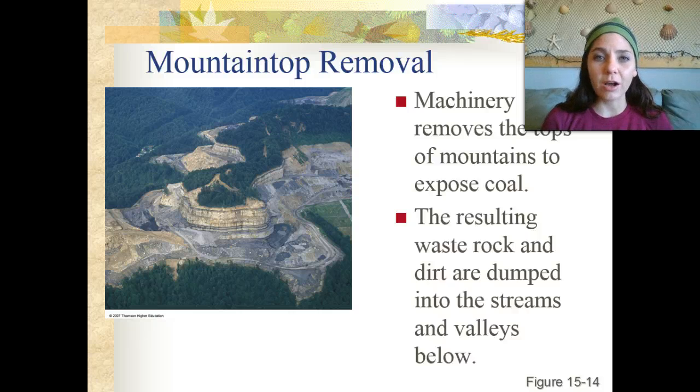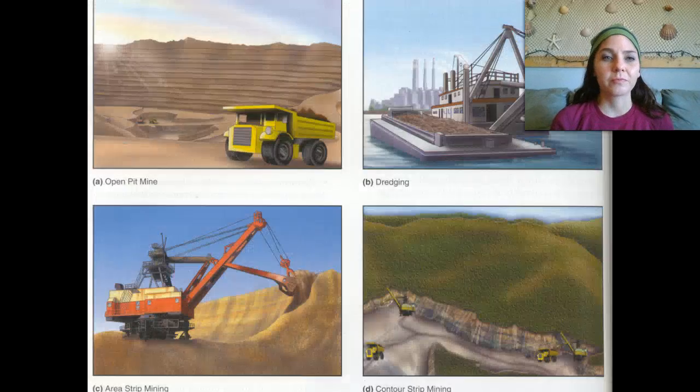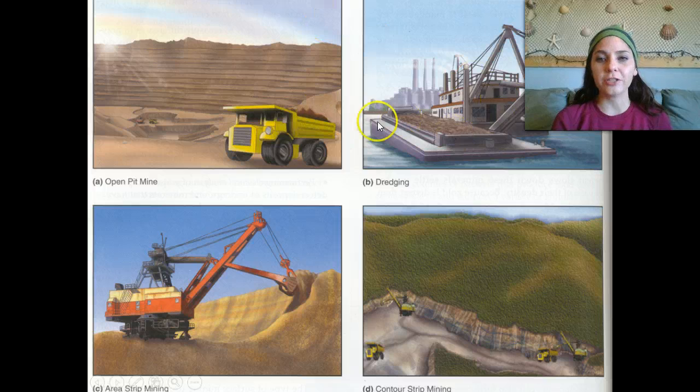We also have mountaintop removal. This is when machinery removes the tops of mountains to expose coal. And then the resulting waste rock and dirt are dumped into streams and valleys below. So we have our open pit mining. We have dredging, which is when we're actually dredging up the bottom of the ocean floor. We have area strip mining right here. And then we have contour strip mining down here.